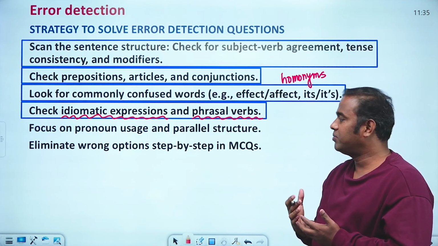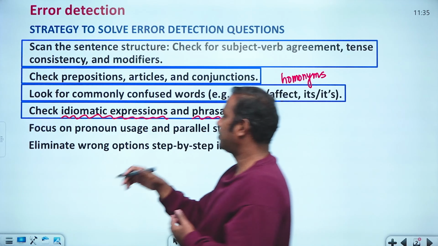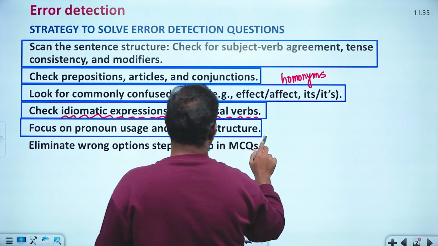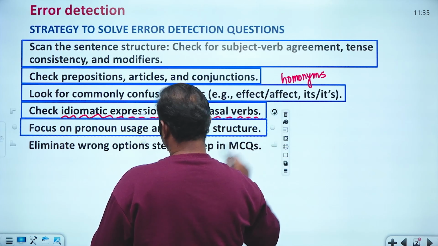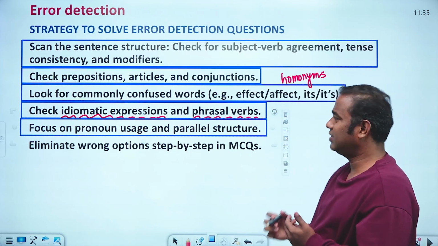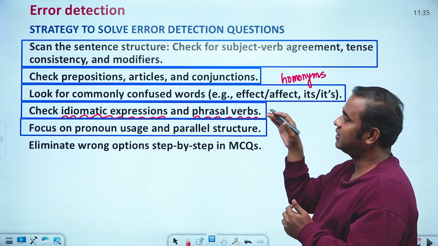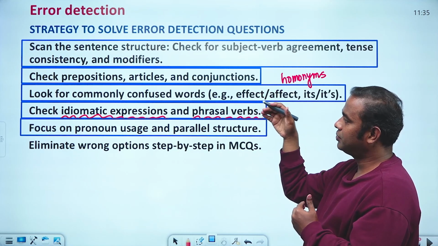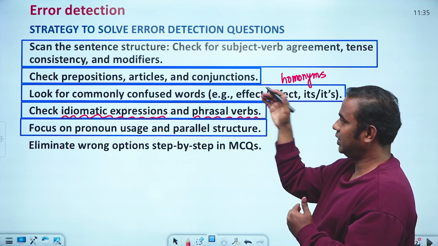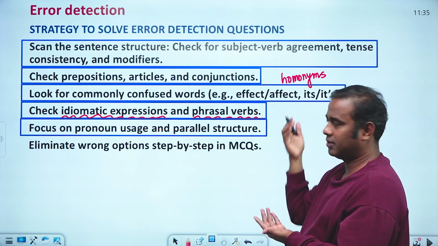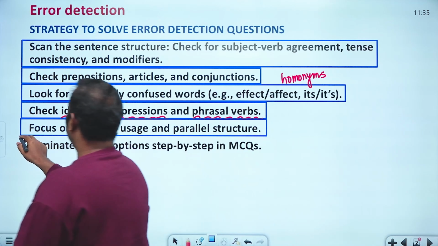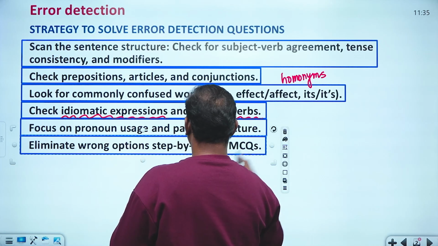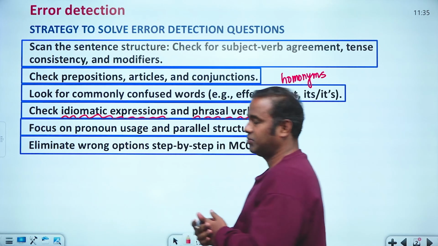Then sometimes you have to focus on pronoun usage and parallel structures. That is also one point. These points are basically to be checked one by one. So please check the grammar and be very thorough with English grammar. That's the main concept here. Then eliminate the wrong options step by step by using this MCQ.